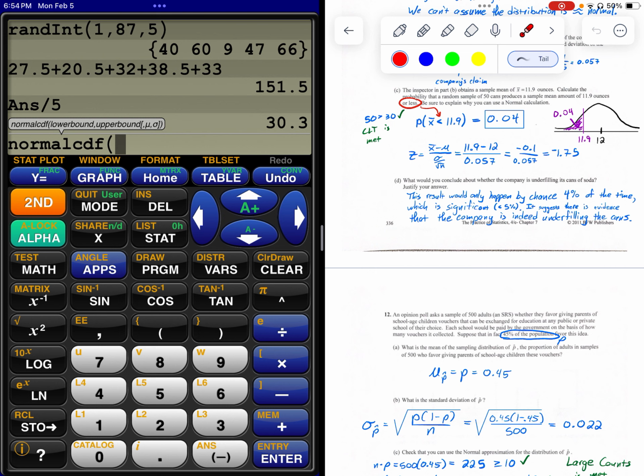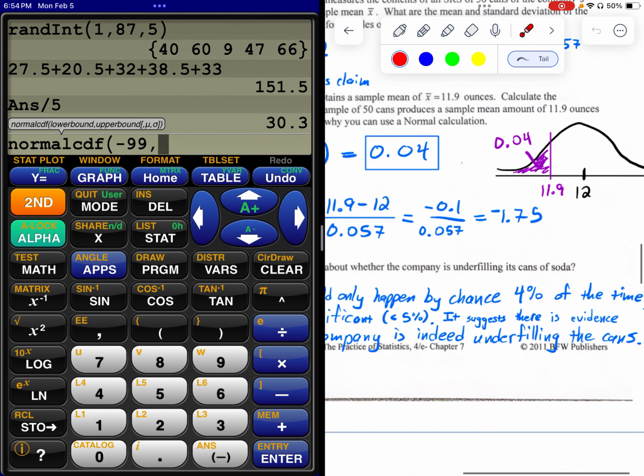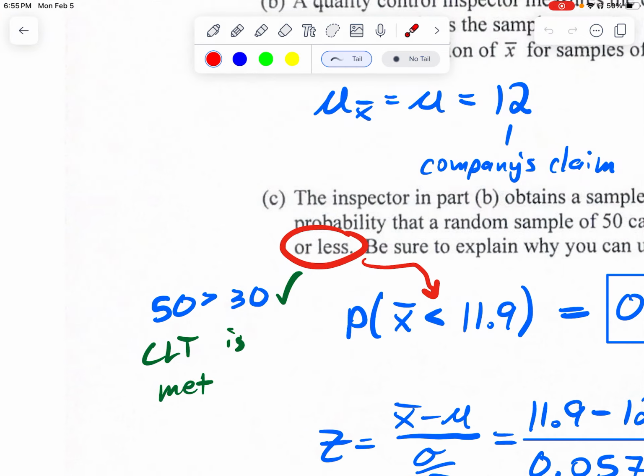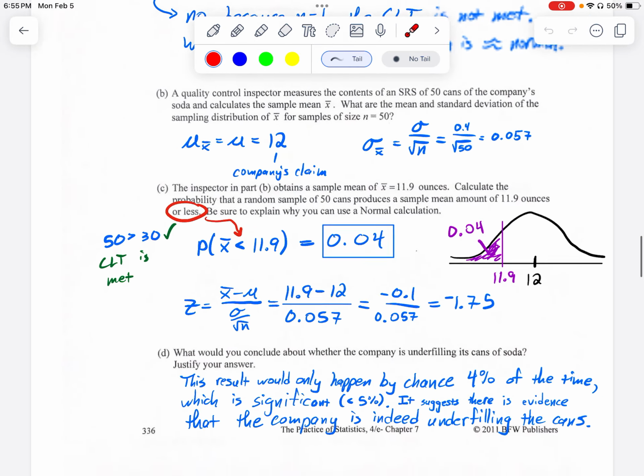Normal CDF, giving me, I should do -99 for my lower, way down here off the edge, and then the upper is this. So there's my 4%. You could also use your green packets.